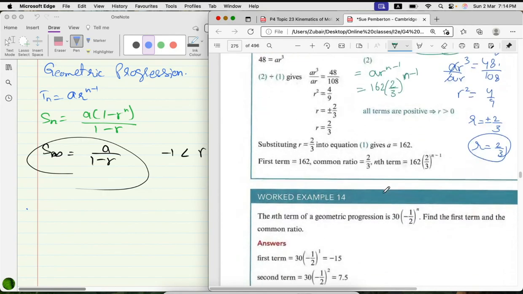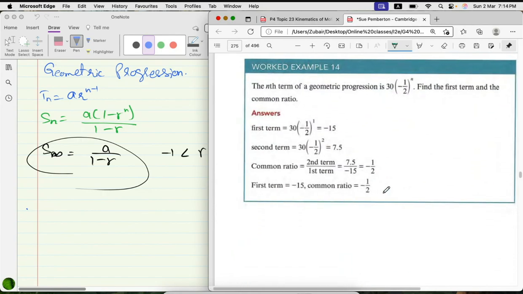Basically simple reading and simple substitution. The nth term of the geometric progression is already given. Find the first term and common ratio. When I need to find the first term, I just need to put n = 1. So 30 into minus 1 by 2 raised to power 1. That is my first term, which is minus 15.